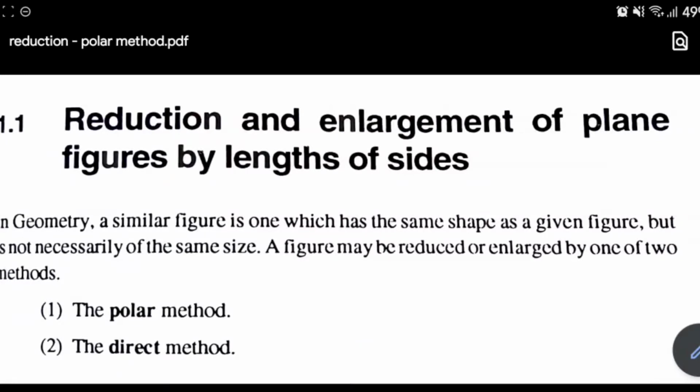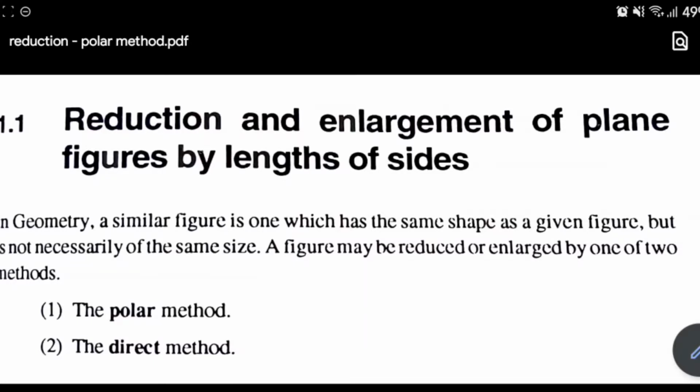So the first topic that we're going to be looking at this term is reduction and enlargement. And the subtopic for today is reduction and enlargement of plane figures by length of sides. So for this topic, you have different methods of reduction and enlargement. For this method here, notice that the heading is length of sides. That's something that you have to remember.